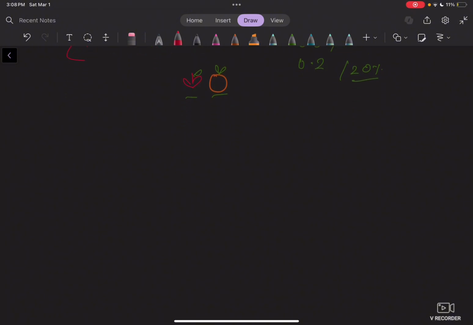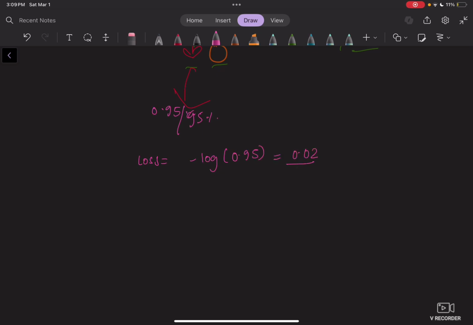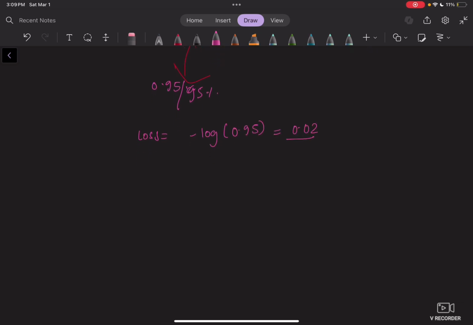So you show the robot an apple and it says, I am 95% sure that this is an apple. So that's great. The loss or punishment is very small because the robot made a confident and correct call. The loss here is negative log 0.95, which would be about 0.02. That's a very small loss.